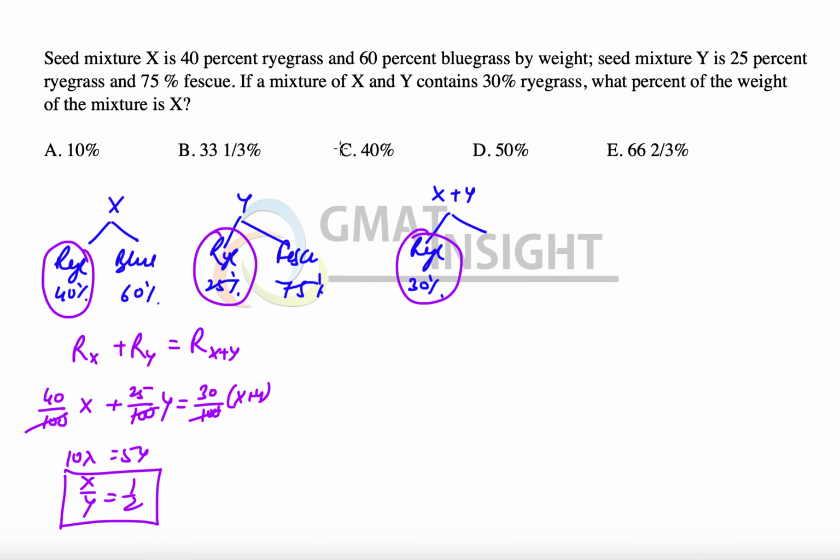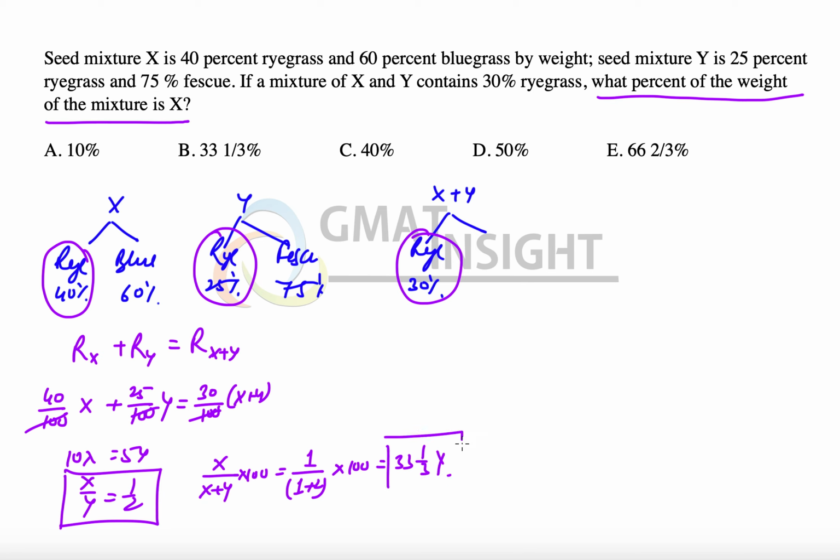Now the question is asking what percent of the weight of the mixture is X. In such questions we really have to be careful about the last line that the question asks, and that's really important. What percent of the weight of the mixture is X? So we have to find X as a percentage of the entire mixture, that is x plus y, which is 1 divided by 1 plus 2, times 100, and that becomes 33.33%. So the answer to the question becomes option B.